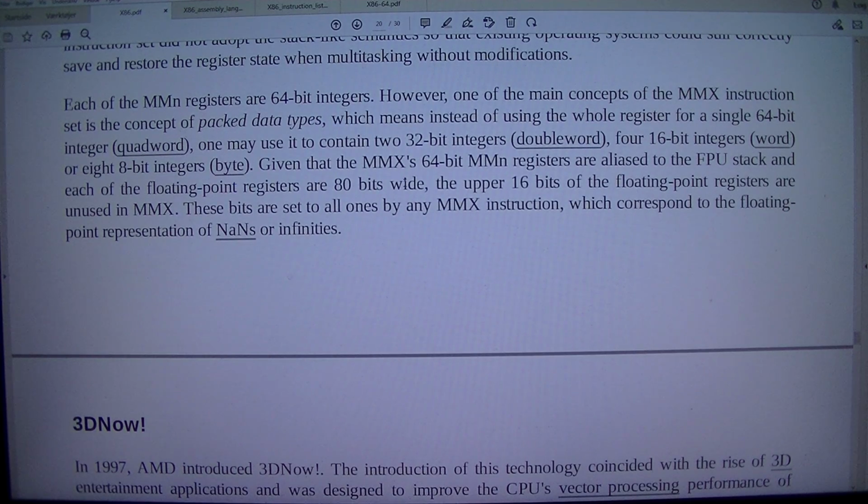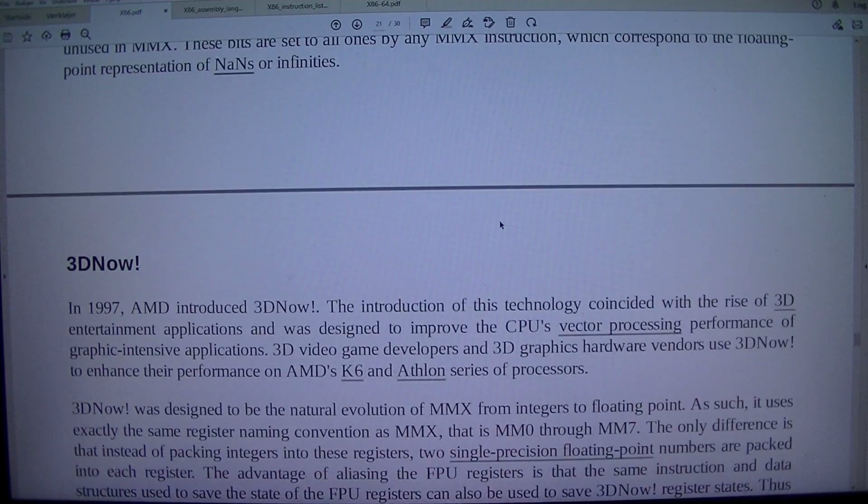Given that the MMX's 64-bit MMn registers are aliased to the FPU stack and each of the floating point registers are 80 bits wide, the upper 16 bits of the floating point registers are aliased in MMX. These bits are set to all ones by any MMX instruction, which corresponds to the floating point representation of NaNs or infinities.